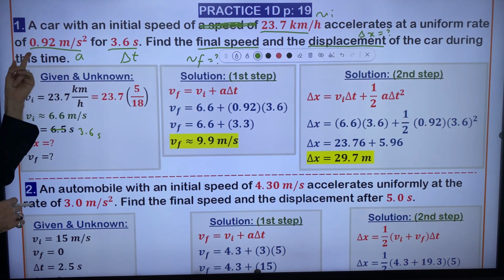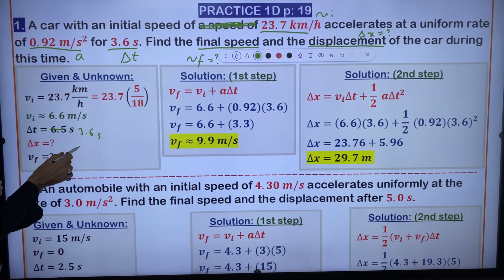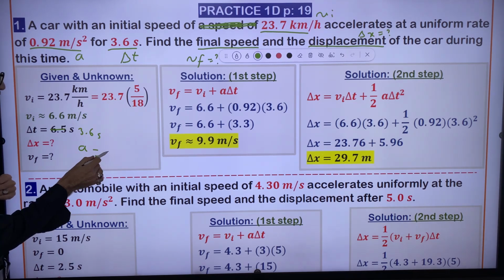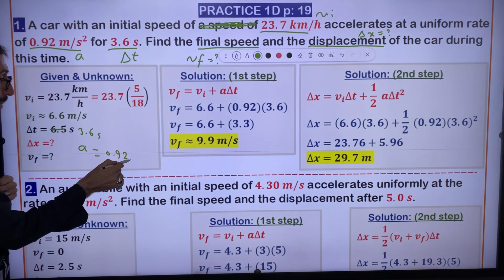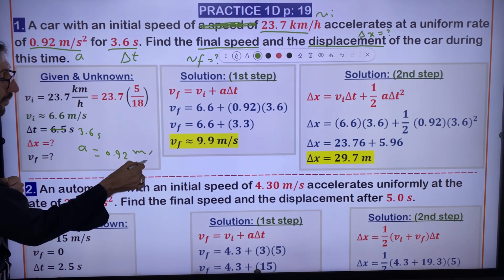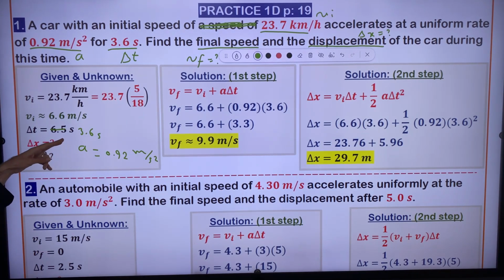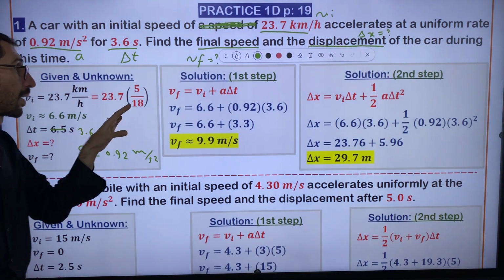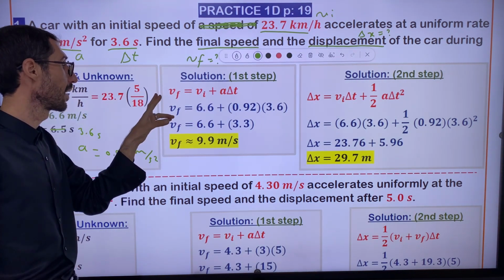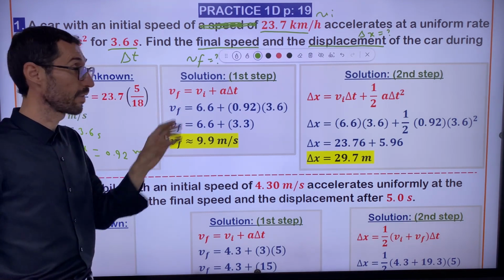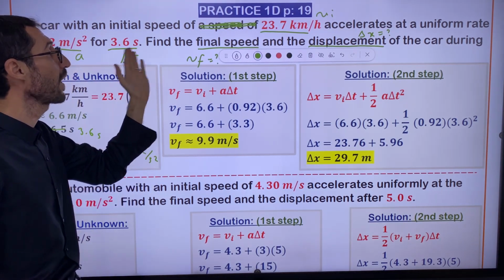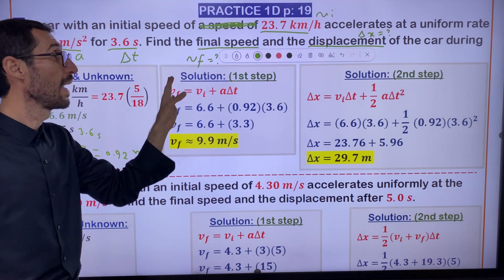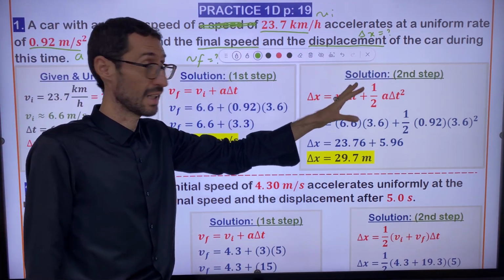And we have acceleration as well. I didn't mention it here, so we have to mention it here. Acceleration is equal to 0.92 meters per second squared. I forgot to mention this acceleration here. Right. The first step: we look for V final, because the question says find the final velocity, and the displacement, delta x.